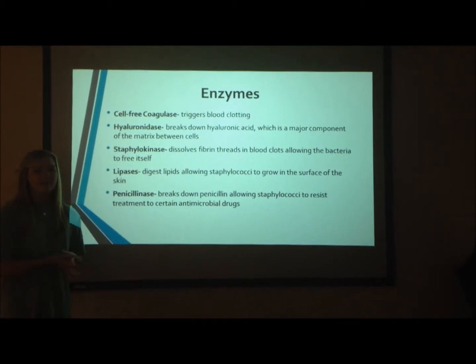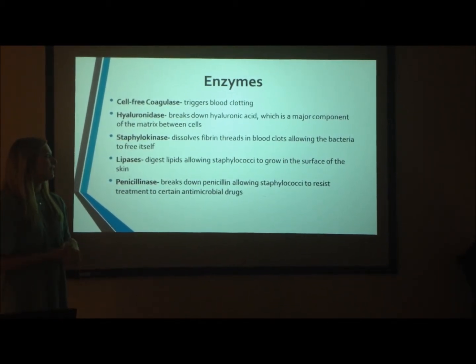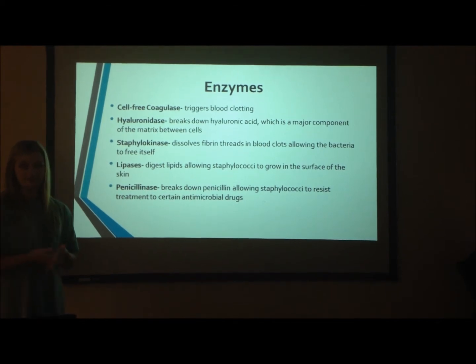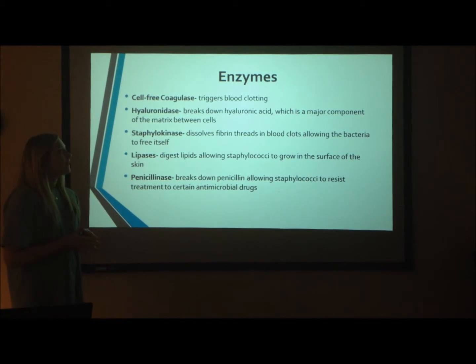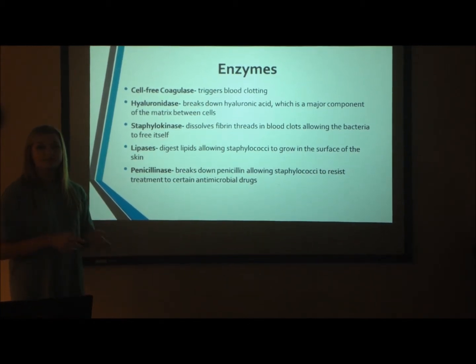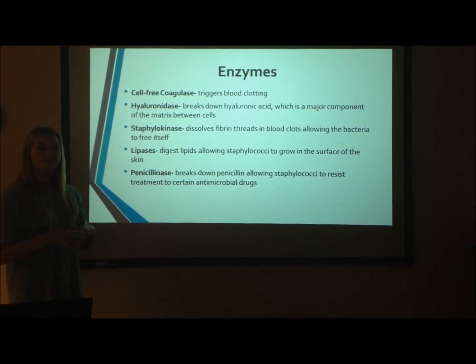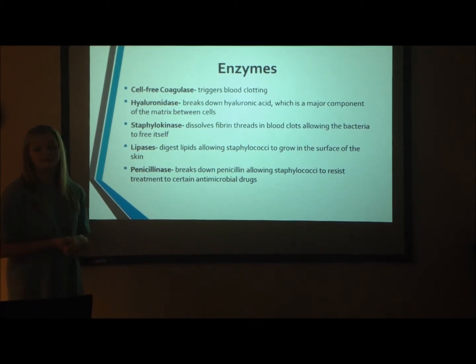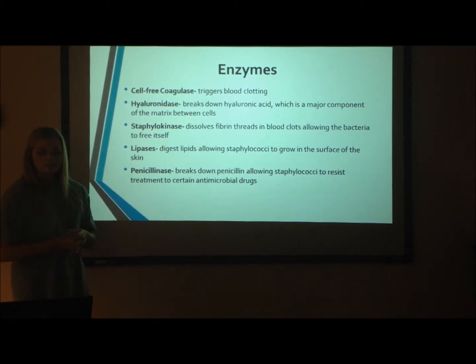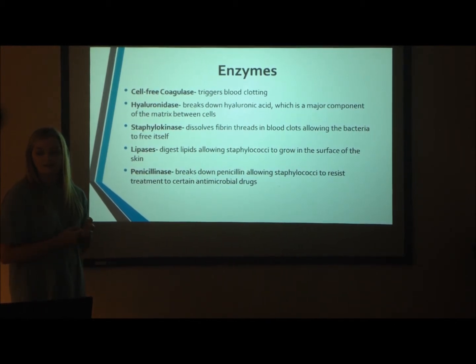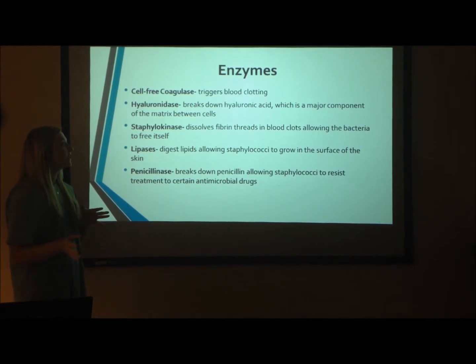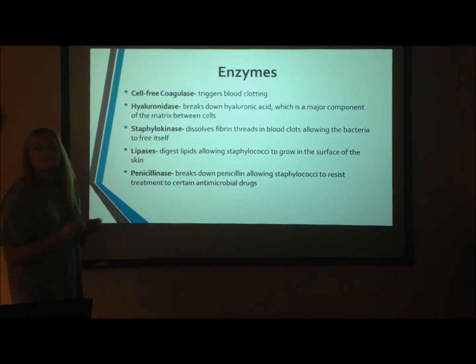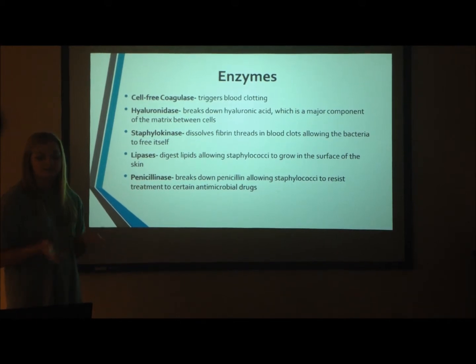The second way the bacteria is able to evade being phagocytized is its production of enzymes. It produces 5 enzymes we're going to discuss. There's the cell-free coagulase, which triggers the blood clotting, as we discussed earlier, where the blood clots around the bacteria and prevents it from being recognized by leukocytes. It also produces hyaluronidase, which breaks down hyaluronic acid, which is a major component of the matrix between cells. By doing this, it's actually able to travel between cells easier and spread the bacteria or the infection.